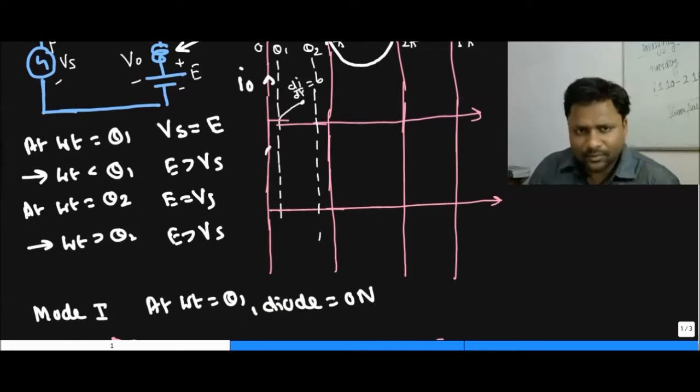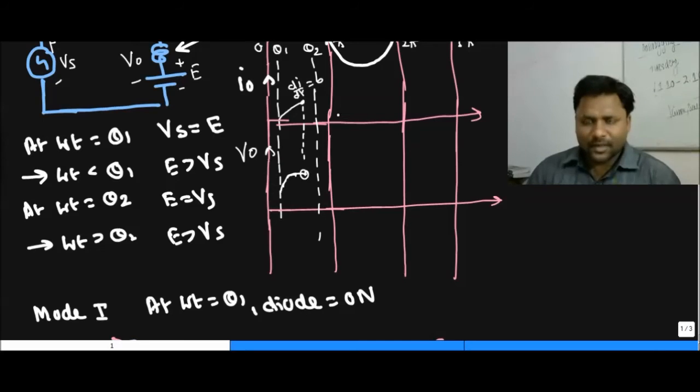So if I draw the waveform of output voltage, it will follow the source voltage in this fashion, like this, up to this point. Now, what will happen after this interval?